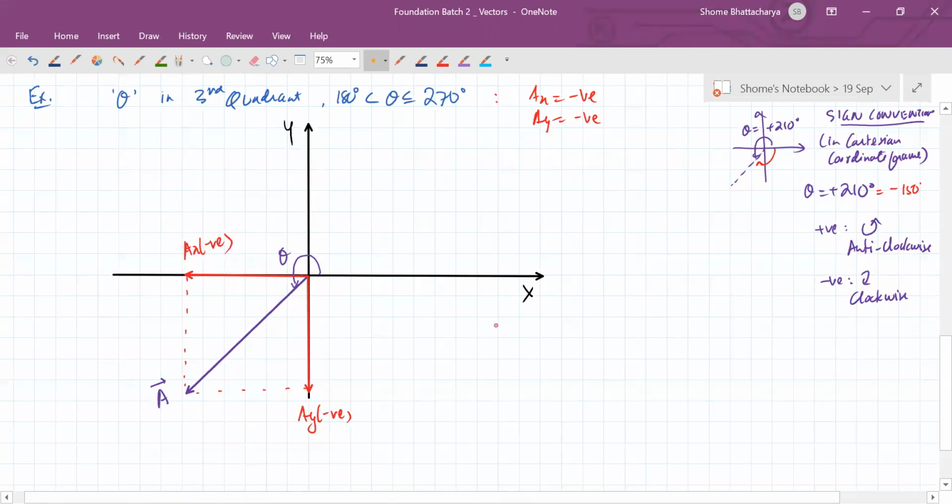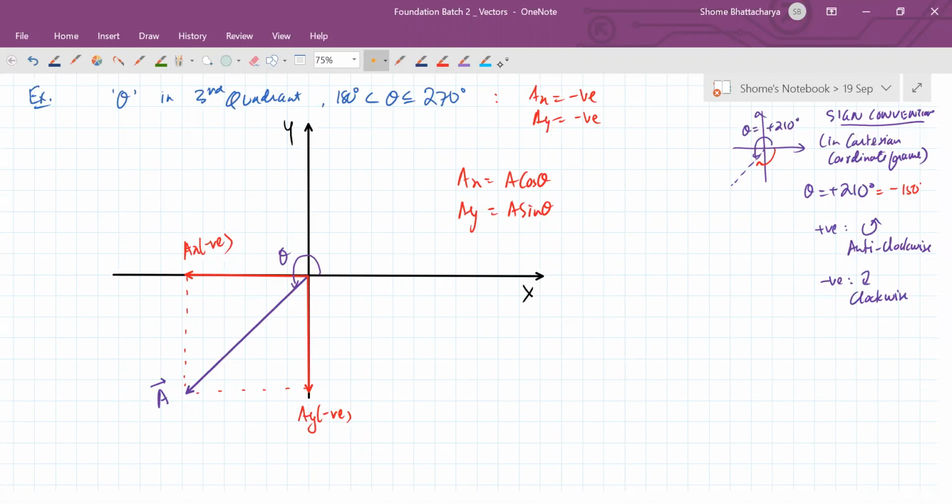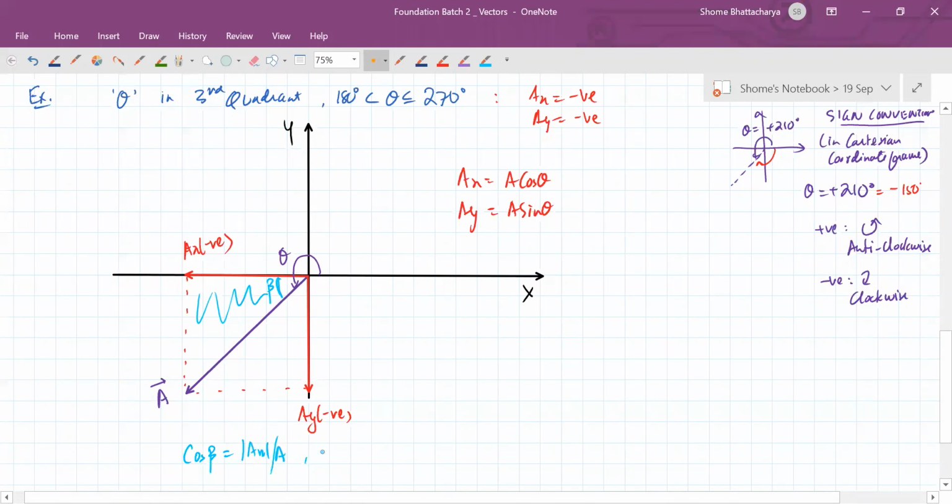Okay, now we can calculate ax and ay. So remember, the formula of ax is a cos theta, the formula of ay is a sin theta. Now we can calculate the values by making use of this triangle over here. So if we make use of this triangle, this angle can be labeled as beta. Okay, and we can see that for this right angle triangle, cos beta is base upon hypotenuse, so it is mod of ax divided by a, and sine beta is perpendicular upon hypotenuse, so that is mod of ay divided by a.